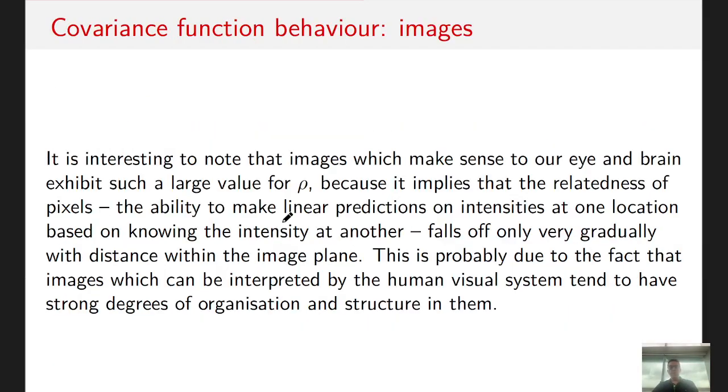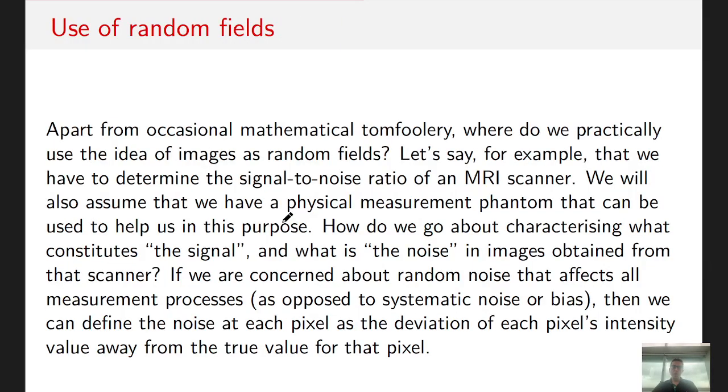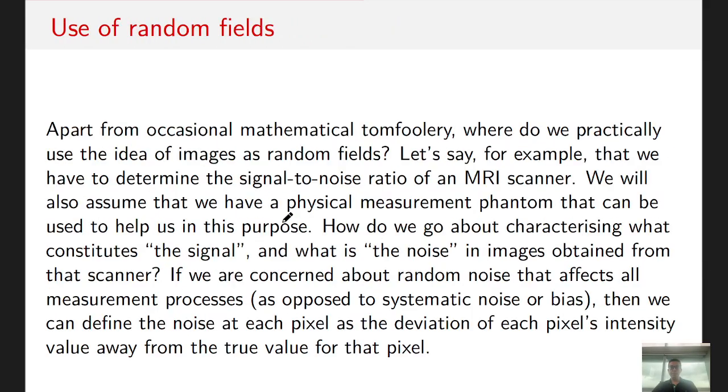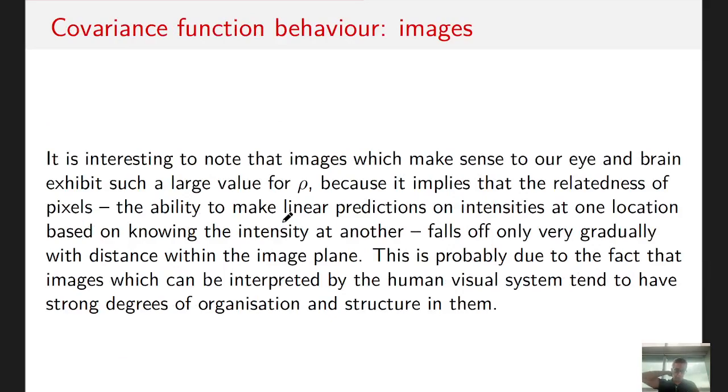Okay, so covariance structure for natural images tends to be surprisingly similar for pretty much all images that make sense to the human eye. So there is quite a strong correlation structure. And I discussed this a bit more in the notes, but I'm not going to go very much into detail in the lectures, but you should read about it in the notes.